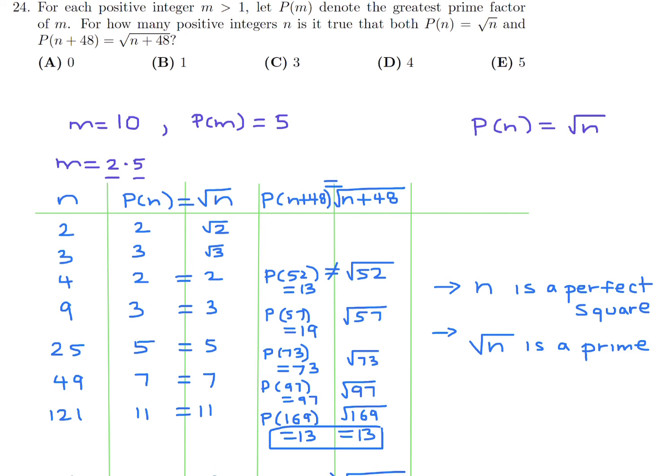If you keep going, you'll find that if you use larger perfect squares such as 169 and 289 and so on, you won't get another solution. So there is only one solution, and that happens when n is equal to 121. So number 24, the answer is B.